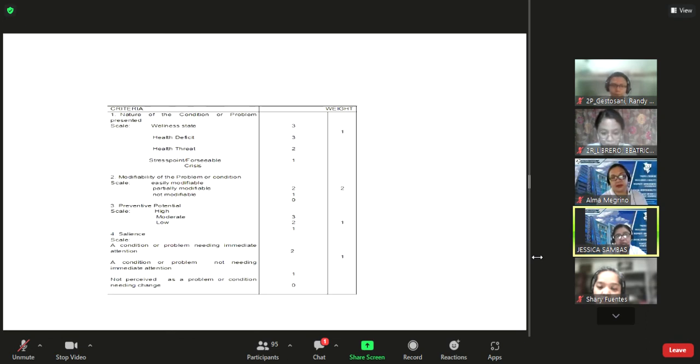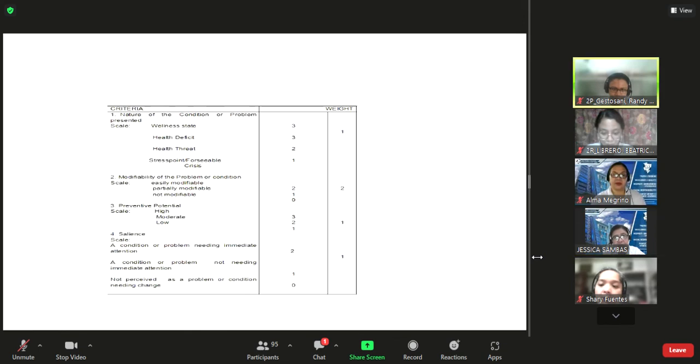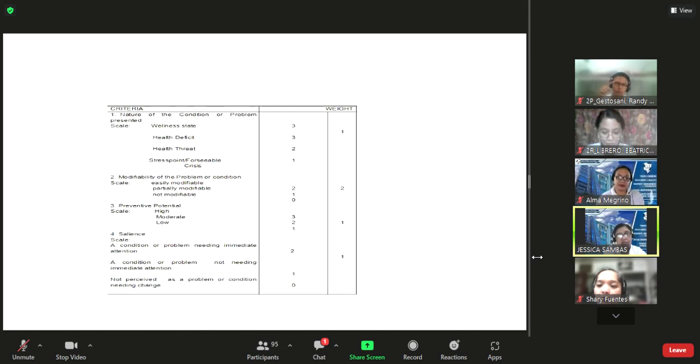Preventive potential. Let's say, ma'am, the preventive potential is only moderate. So the score will be 2 over, what's the highest score? 3. Multiply it by 1. Let's go to salience. So they say, ma'am, it's a condition or problem needing immediate attention. So the score will be 2 over the highest score, 2, multiply it with 1. 2 over 2 times 1. All 10 problems, you are going to compute.